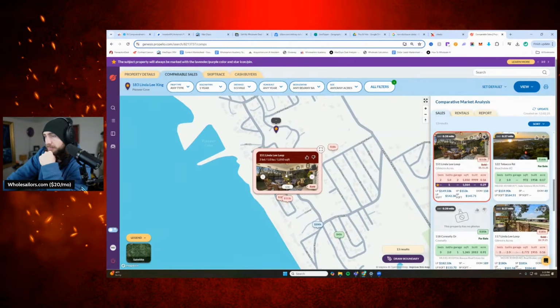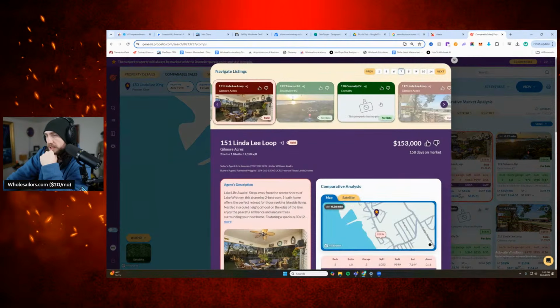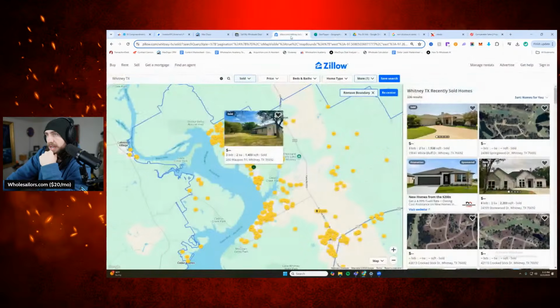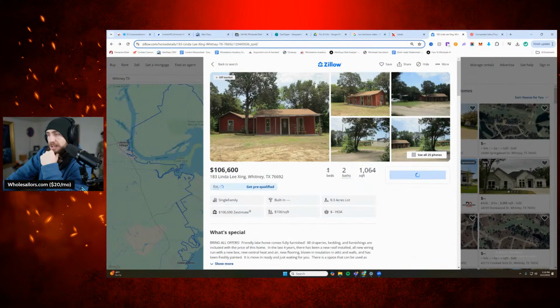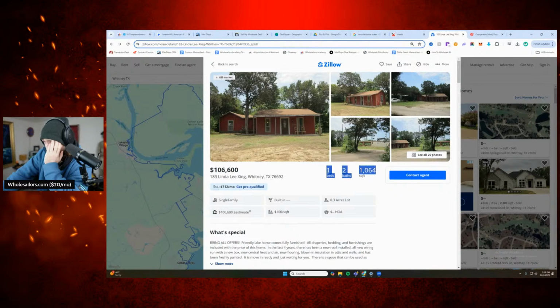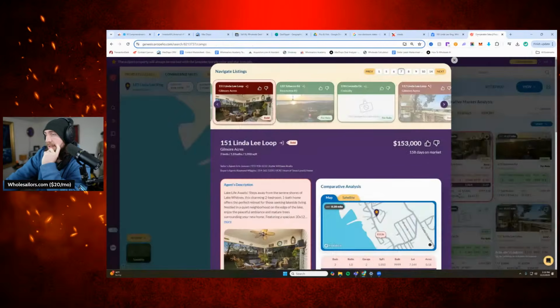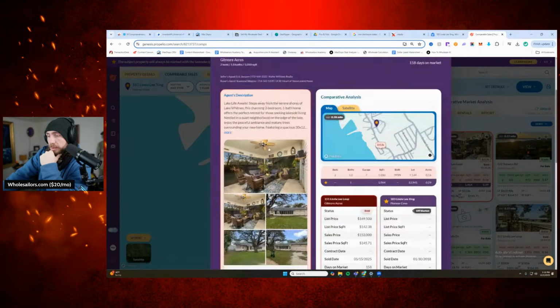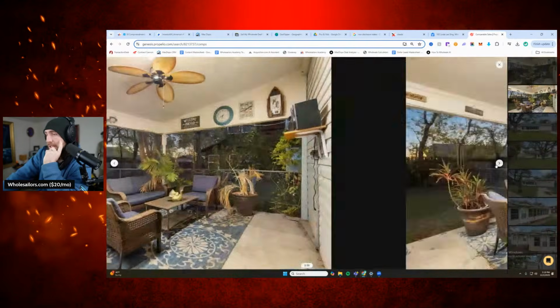Here's a pretty good one. This one sold for 153. This is pretty accurate to our house. So if you look at our subject property, I don't believe it was a 1-bathroom. I don't understand what's wrong with this data. Our house was 1,000 square feet, just remember that. This one's 1,000 square feet as well. And this is really pretty nice.